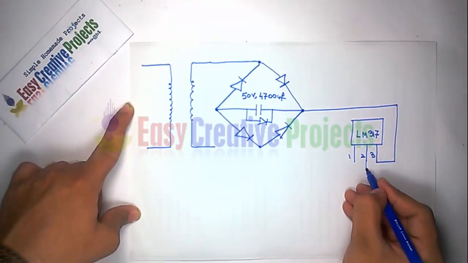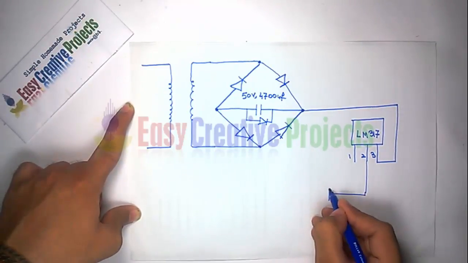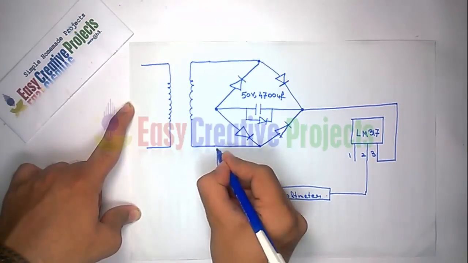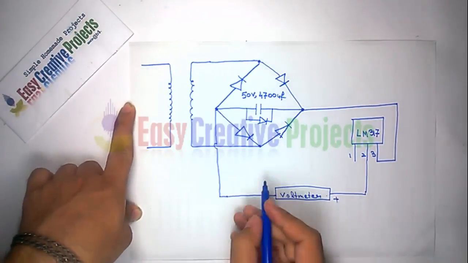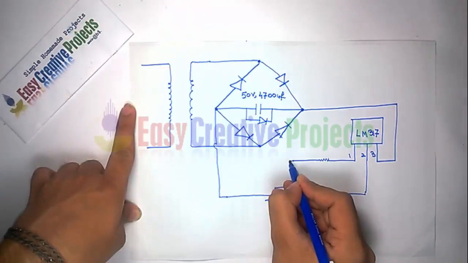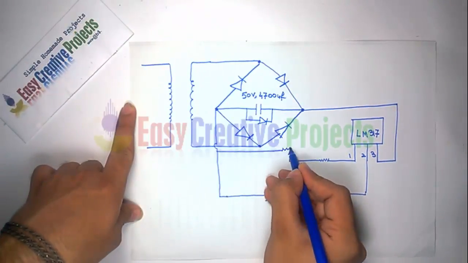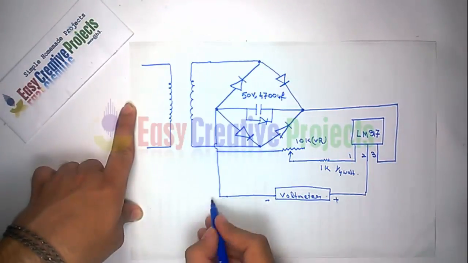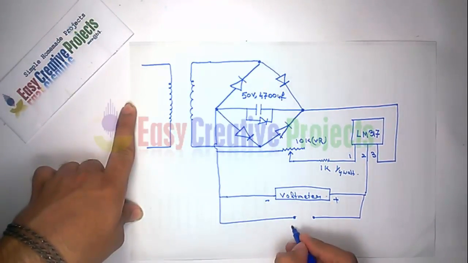Second pin connect with the voltmeter positive wire and first pin connect with the 1K resistor. Now connect the 10K variable resistor with the negative side of the voltmeter. Now connect 2 wires with the voltmeter for output.